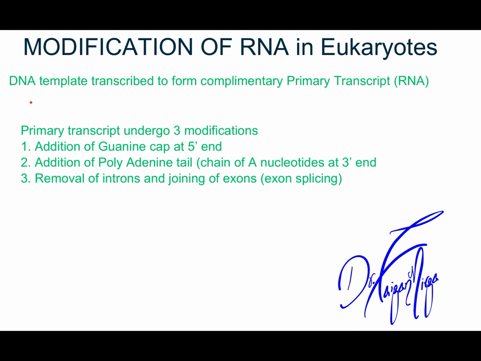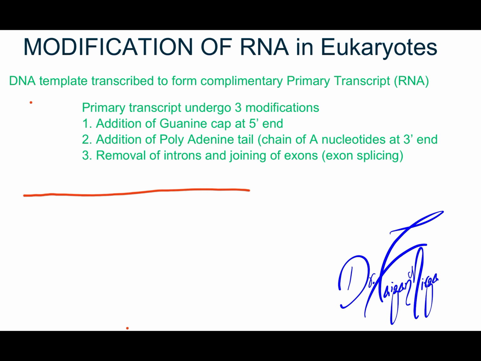The primary transcript undergoes three modifications, including number one, addition of a guanine cap at the 5' end, addition of a poly-A tail or a polyadenine chain of adenine nucleotides at the 3' end, and lastly, the removal of introns and joining of the exons, called exon splicing, gene splicing, or RNA splicing. How does this follow?